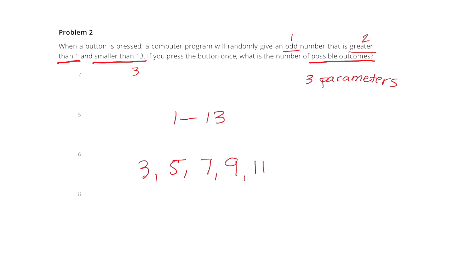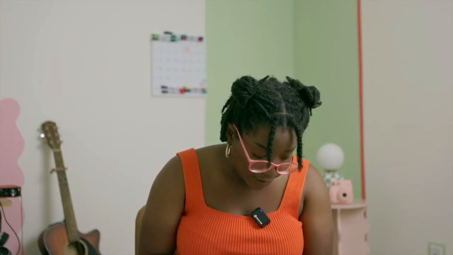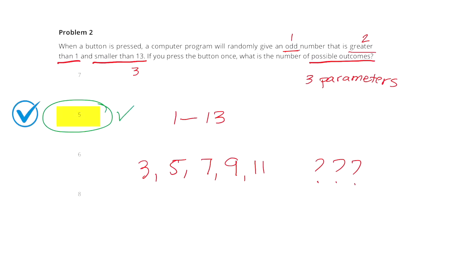So the question wants to know how many possible choices can we get within those 3 parameters that we've been given. And if we look, we have 5 choices. So now we're going to look for what the correct answer is. And our second answer, number 5.